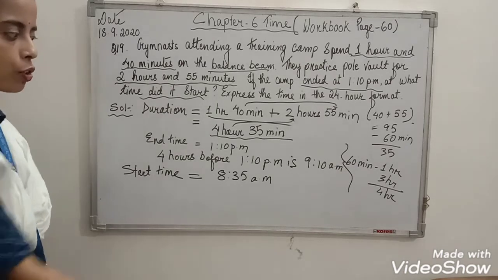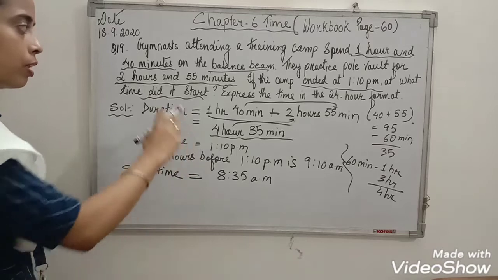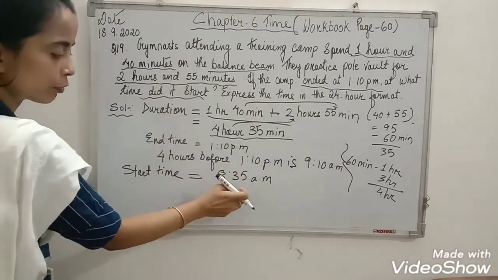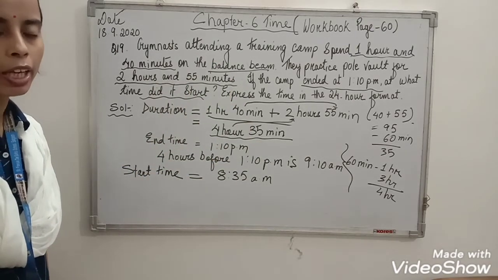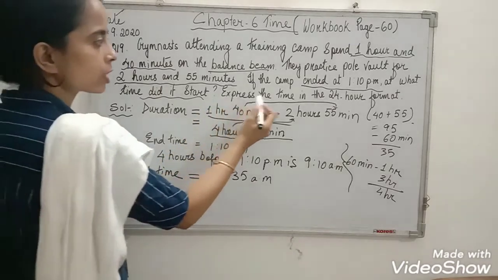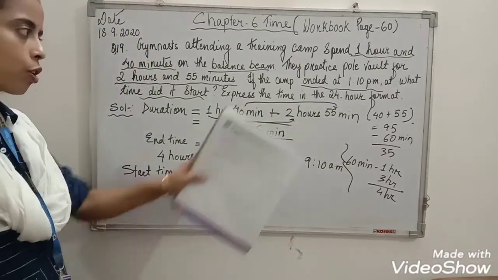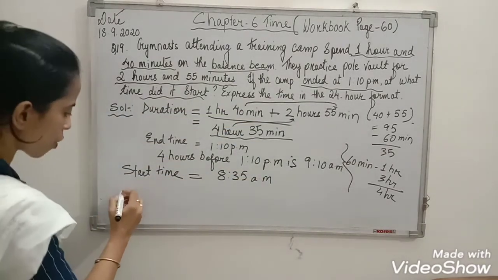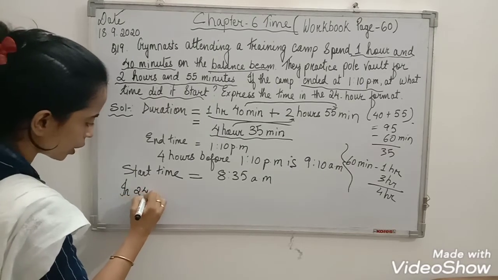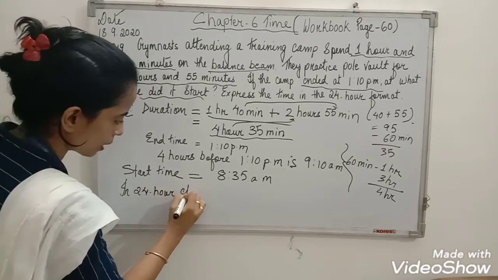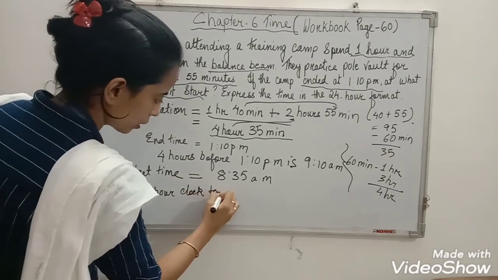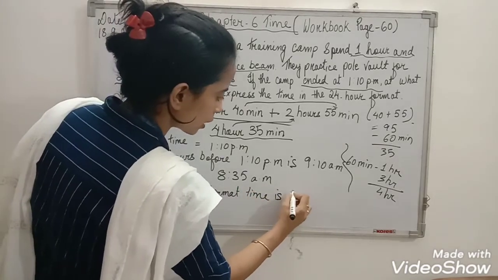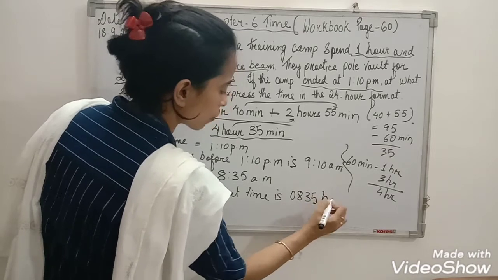Got it, children? So the starting time of the gymnast training camp is what? 8:35 a.m. Now another part: express the time in 24-hour format. So you have to express this time in 24-hour clock format. The time is 0835 hours.